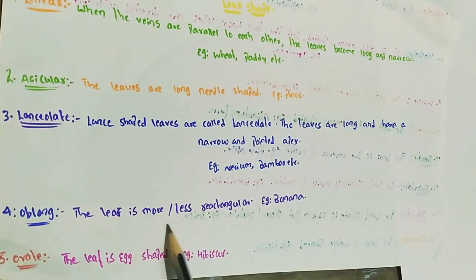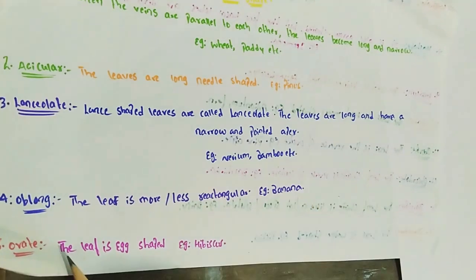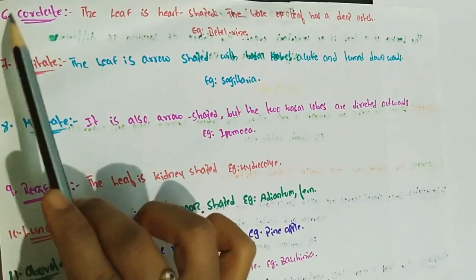Fourth one, oblong. The leaves are more or less rectangular. Rectangular means box shape. Example, banana. Fifth type, ovate. The leaf is egg shaped. Example, hibiscus.